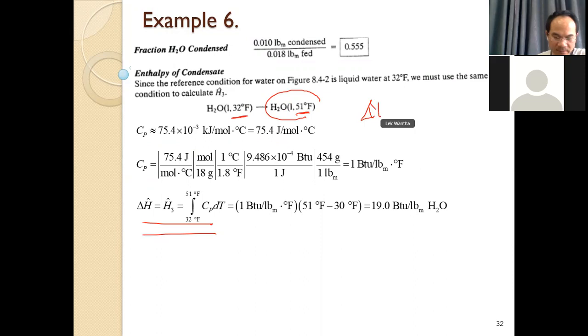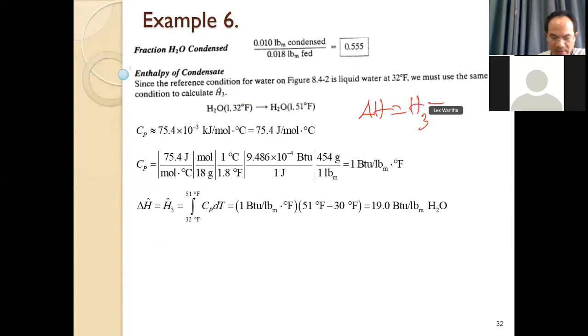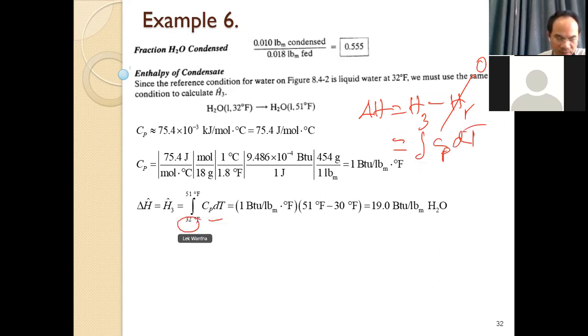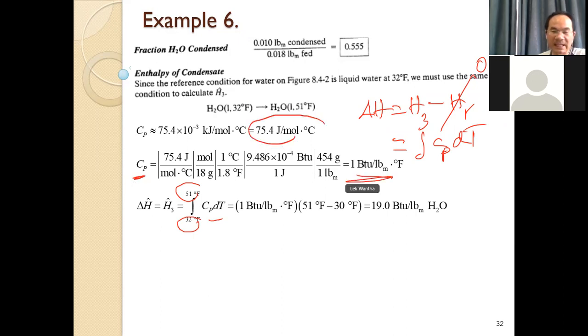That means delta S equals S3 minus S reference, and S reference equals 0. That is equal to the integral of CP dT from 32 to 51 Fahrenheit. You know the CP like this, and you convert from this unit to the American engineering unit.